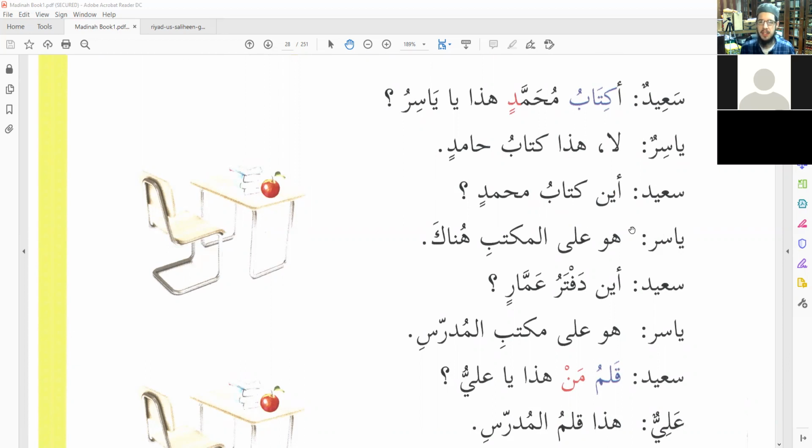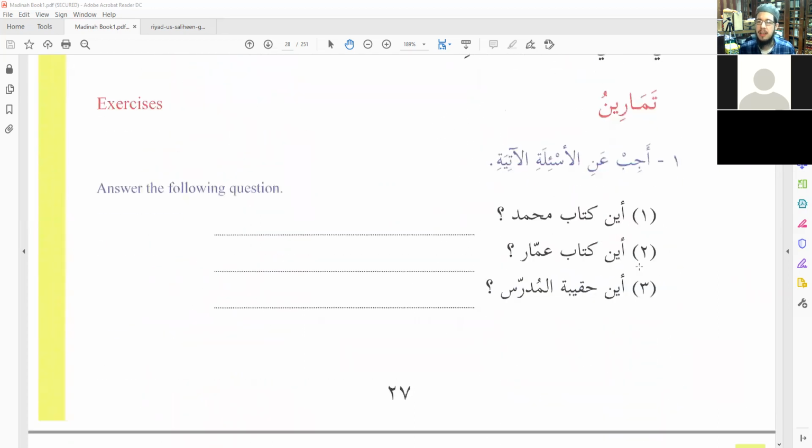Very good. So we have the question up here. We just find it in the dialogue. أين كتاب محمد؟ Yasir had answered, هو على المكتب هناك. Note that we use هو, he, I should say, for book. Book is masculine in the Arabic language. Number 2, Saira.